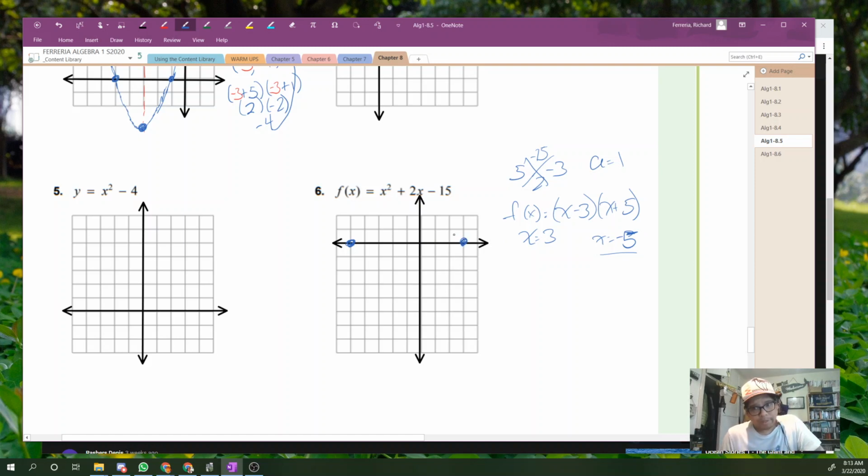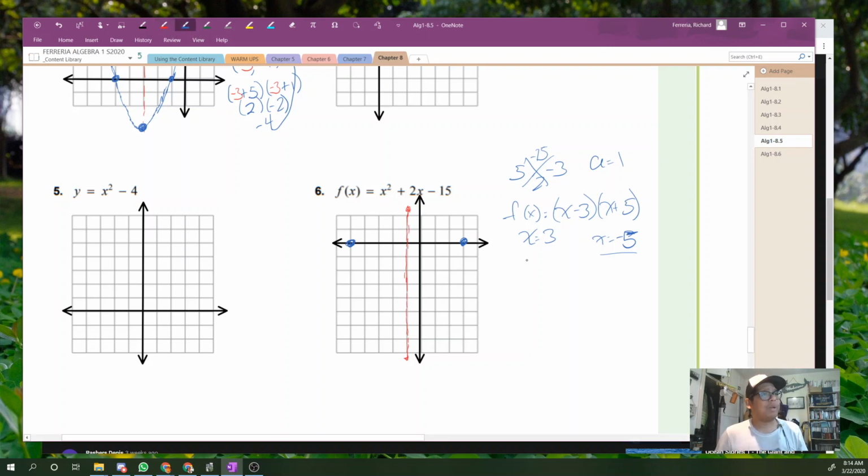A good rule of thumb is the further apart your roots are from each other, the further down or the further up from the axis your vertex is going to be. So what number is in between negative 5 and 3? Let's add them together. 3 plus negative 5 is negative 2. Negative 2 divided by 2 is negative 1. Or you could have just eyeballed that and figured out exactly where that is. There's nothing wrong with visualizing where things are. Don't let any math teacher ever tell you otherwise. So negative 1.